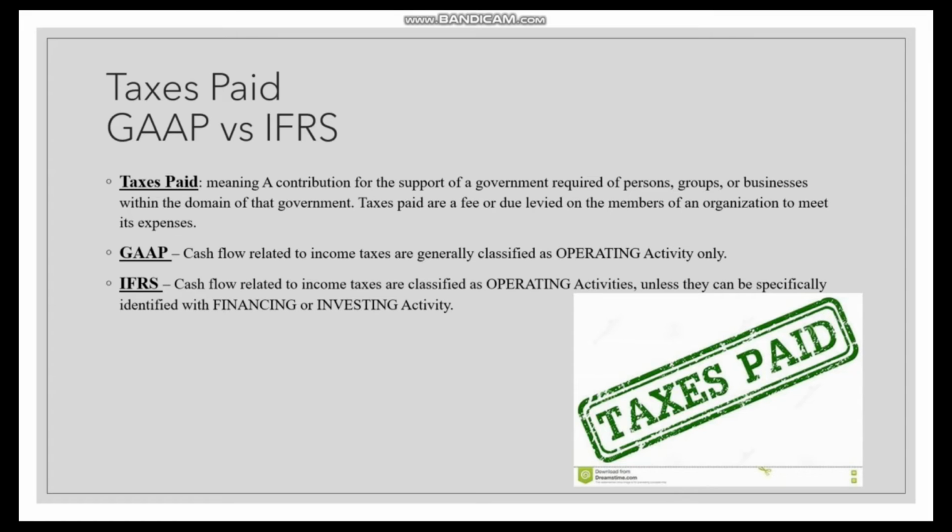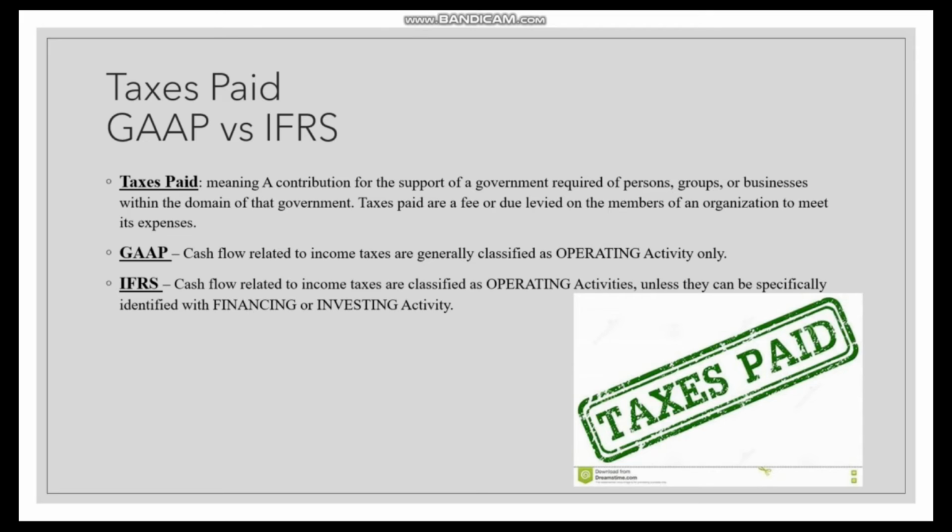In GAAP, cash flows related to income taxes are generally classified as operating activity only. In IFRS, income taxes are generally classified as operating activities unless they can be specifically identified with financing or investing activities. So there's more flexibility in IFRS in comparison to GAAP in the classifications.